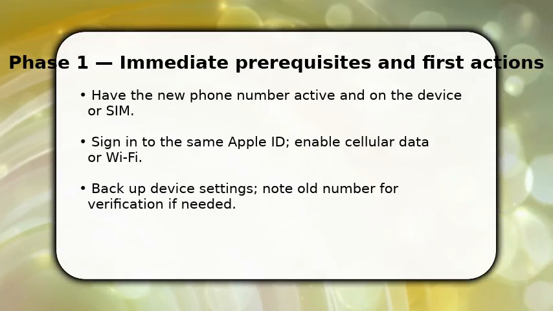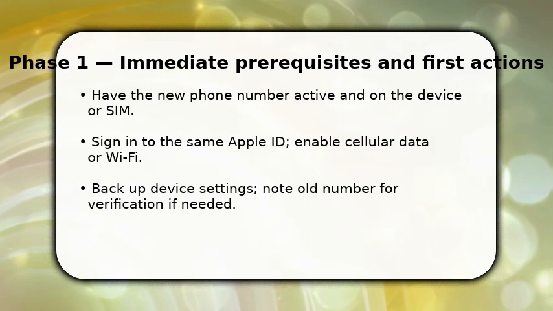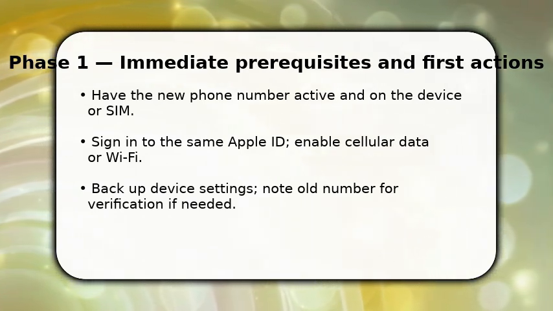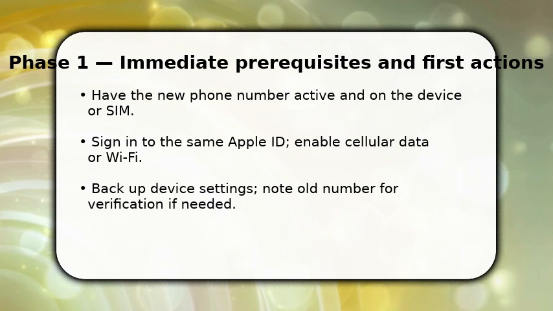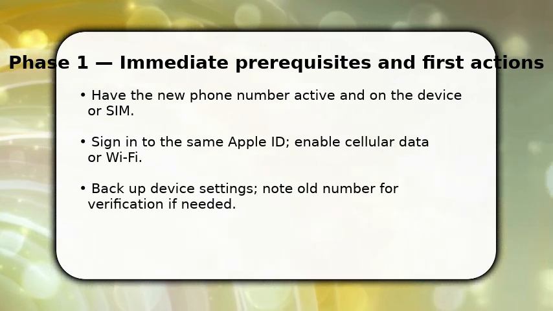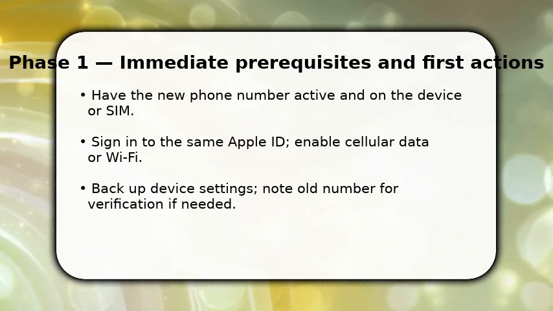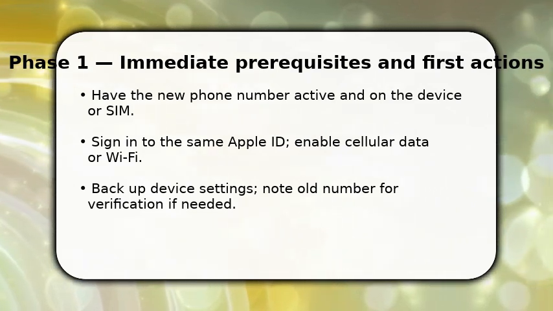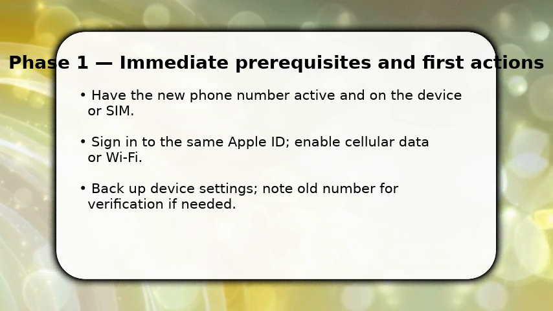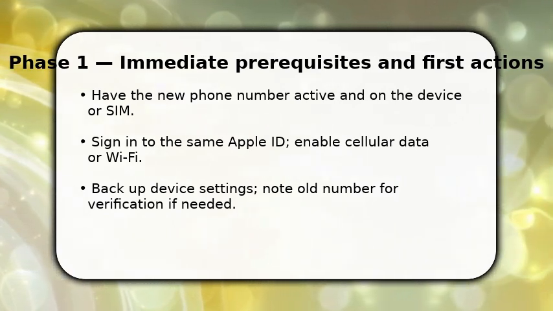You begin by ensuring the new number is active on your iPhone or SIM, because iMessage and FaceTime use reachable numbers to register. Sign into the same Apple ID so messages and calls stay linked. Once done, open Settings and tap Messages, then FaceTime to begin changing numbers. This is the first actionable step.